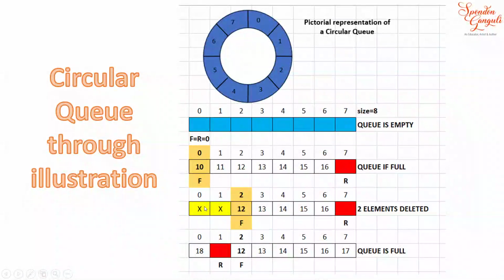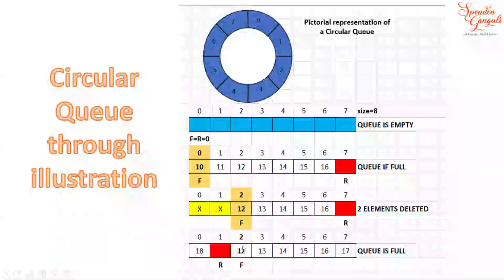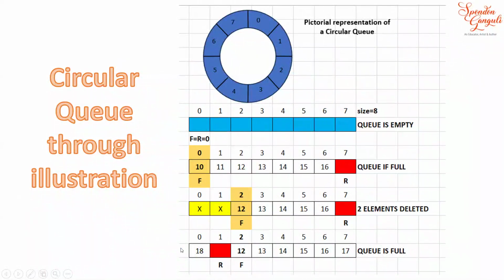Now in circular queue, what happens? We can move the rear from this index to the front again. Now see, after 2 elements deletion, there is room for 2 more elements to be added. And see in the next figure, the last one, 17 added, 18 added, rear reaches index position 1. Now the queue is again full. So in this way, the queue moves in a circular fashion: 0, 1, 2, 3, 4, 5, 6, 7, and again it moves to 0.